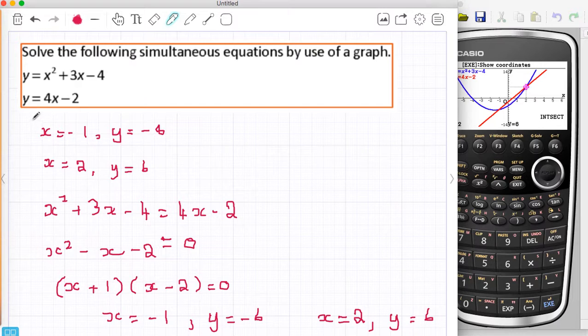So it's very easy to get it from a graphical solution. Straight away, we graph, we set the window, we do G-solve, we intersect. But also using algebra, we can check all our answers.